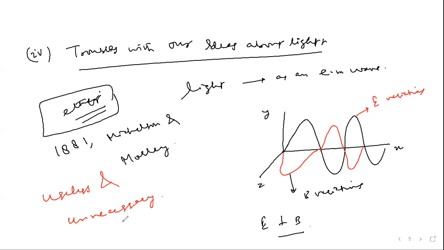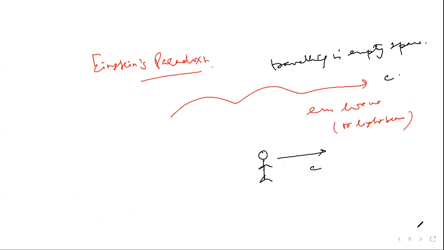Then we said Albert Einstein, using new ideas of space and time, using his relativity theory, showed that these ideas of ether were useless and unnecessary. Then we discussed Einstein's paradox, which led Einstein to propose his new theory. If you are going parallel to a light beam in empty space at the speed of light, you will find these fields to be static, which is against Maxwell's theory, because according to Maxwell's theory, the electric and magnetic fields in a light wave move always at the speed of light. So you cannot find them static.